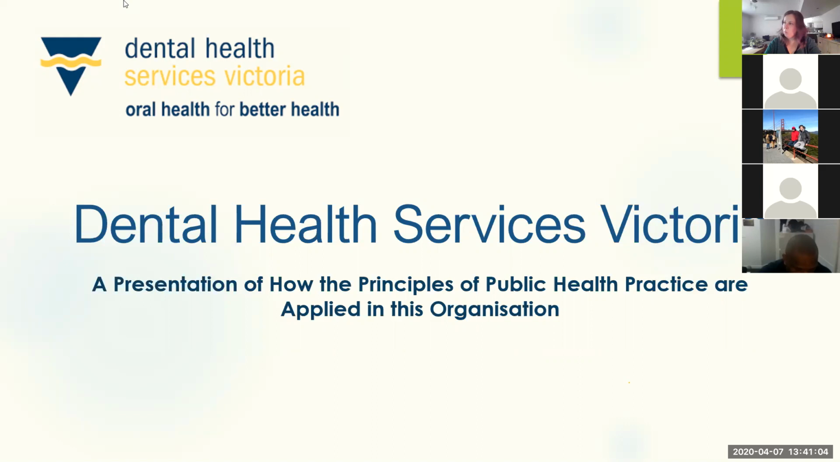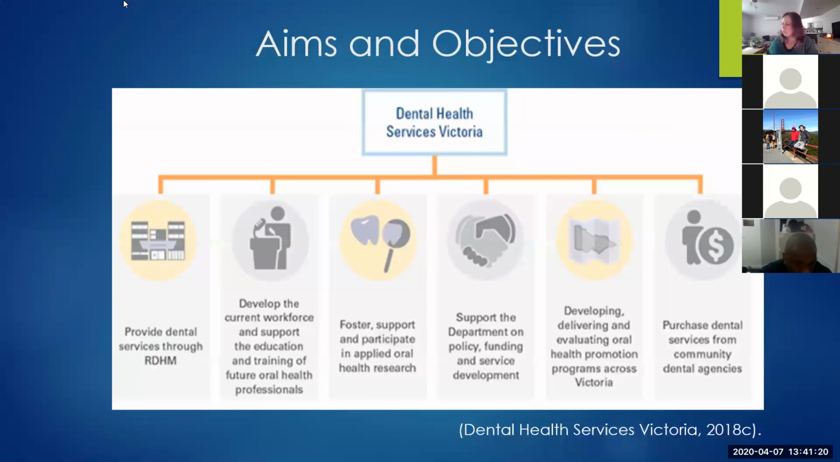I'll be focusing on the principles of equity, social justice, and affordability and accessibility, as well as the social determinants of health. Then I'm going to explore the models of healthcare, as well as the limitations and recommendations for the organisation. So the DHSV was established under the Health Services Act in 1988, and it's a leading public oral health agency in Victoria, which aims to improve the oral health of all Victorians.